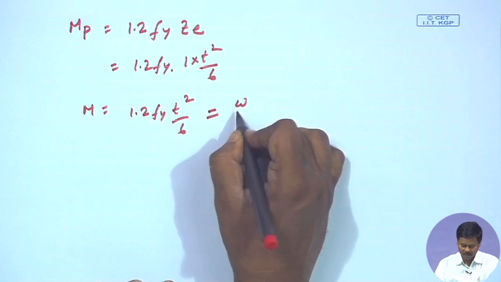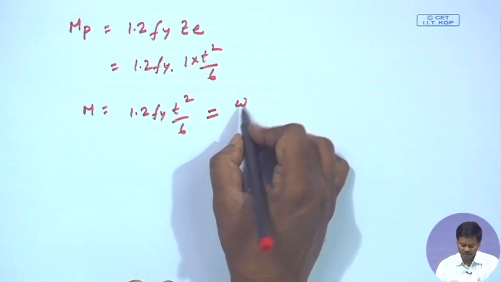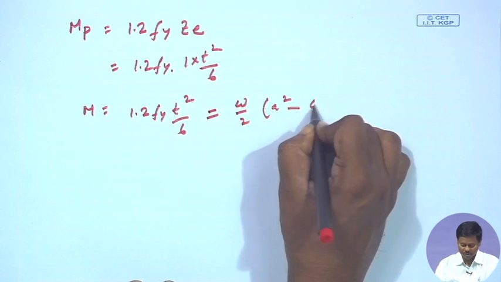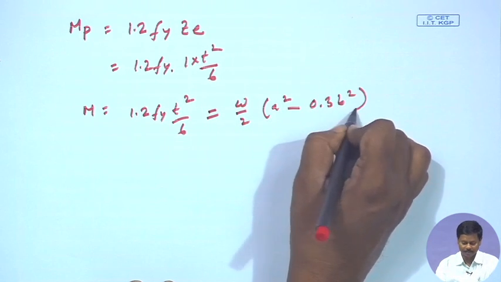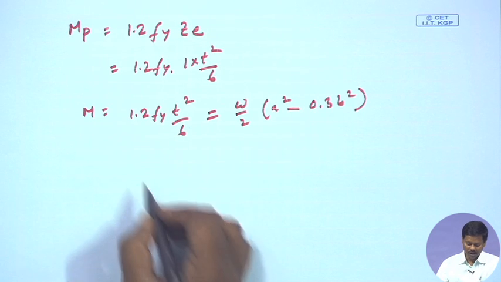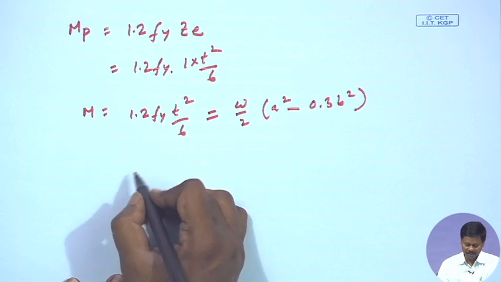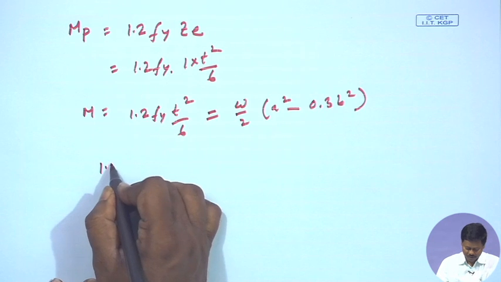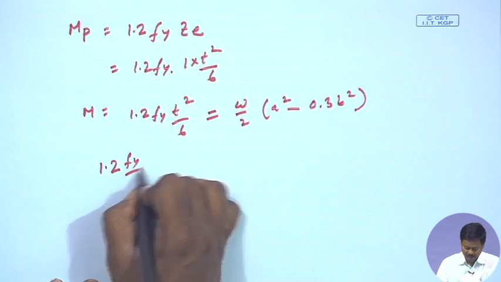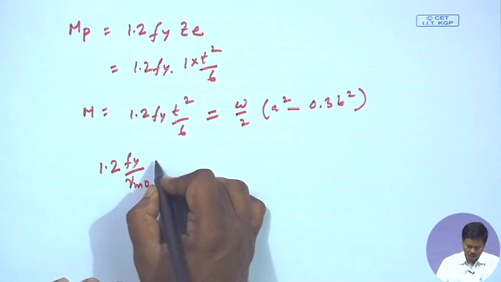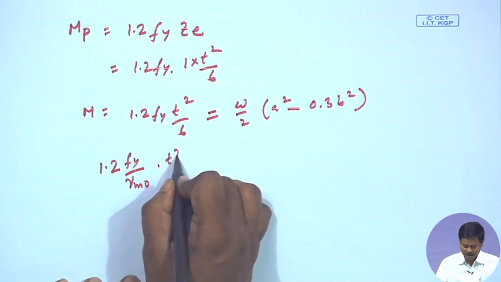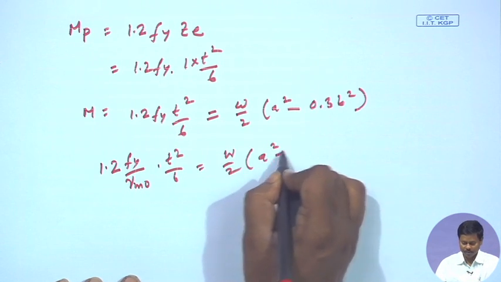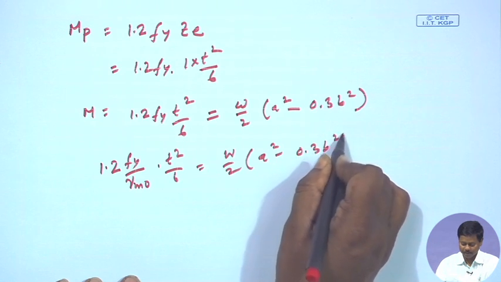then I can find out 1.2 Fy t square by 6 is equal to W by 2 into A square minus 0.3 B square. Now, we have to multiply the partial safety factor. So, taking the partial safety factor into consideration, we can consider 1.2 Fy by gamma m0 into t square by 6 is equal to W by 2 into A square minus 0.3 B square.